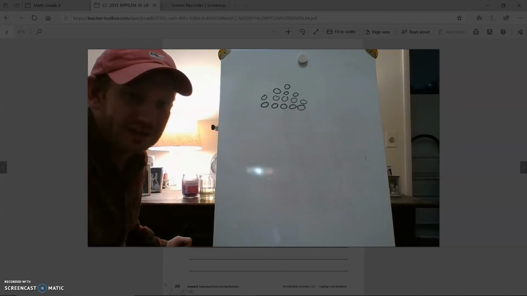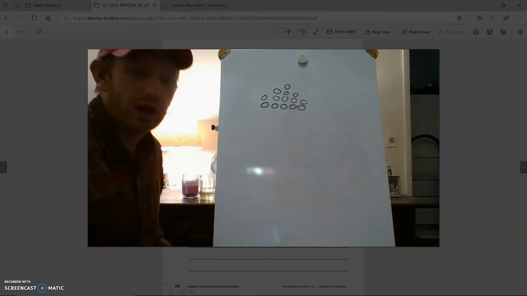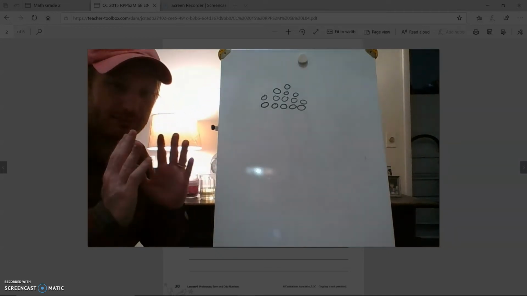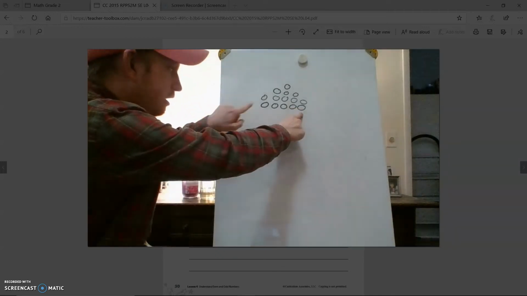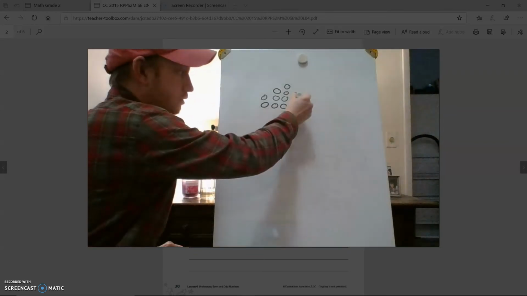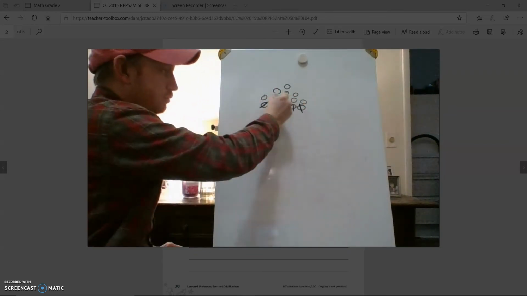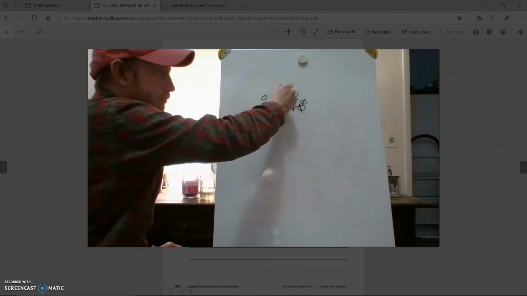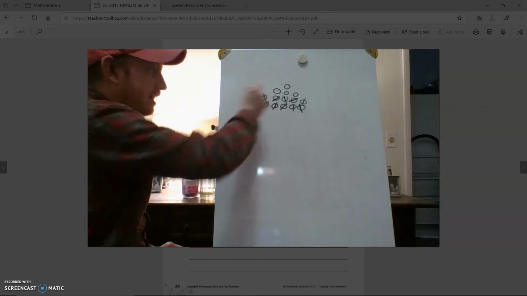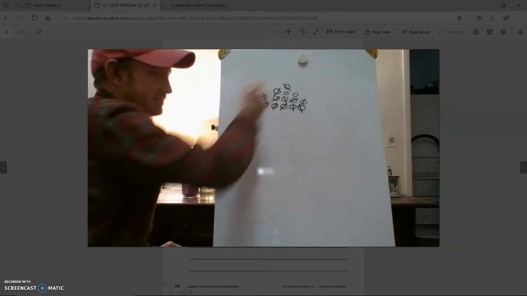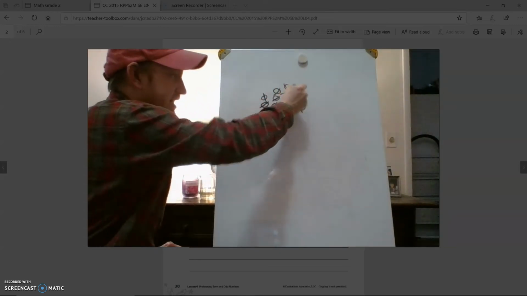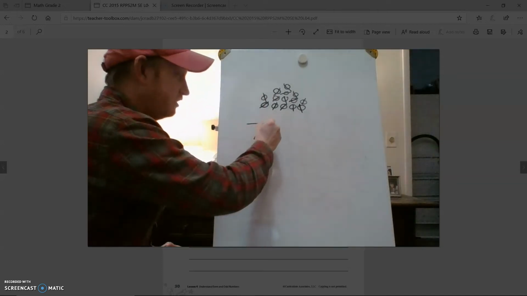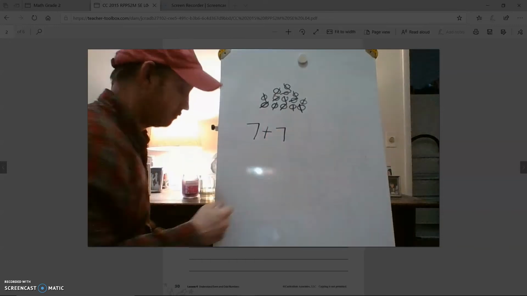We need to figure out if we can do a double. What I'm going to do is just count on each side until I make my numbers. So I have 1, I have 1. I can cross them out. 2 and 2. 3 and 3. 4 and 4. 5 and 5. 6 and 6. 7 and 7. So there are actually 2 groups of 7 in here. So our equation is going to be 7 plus 7.